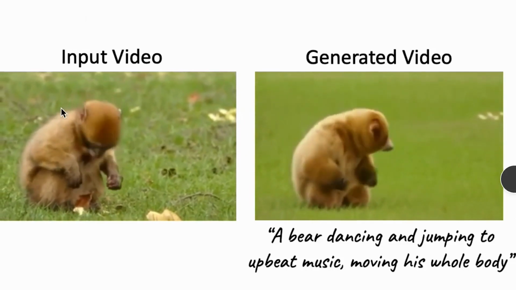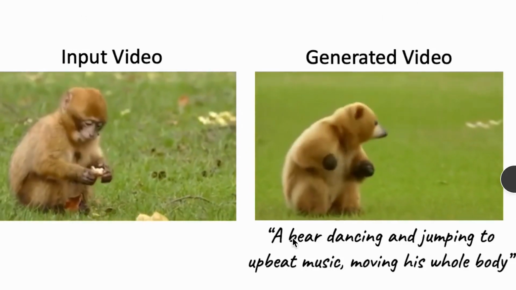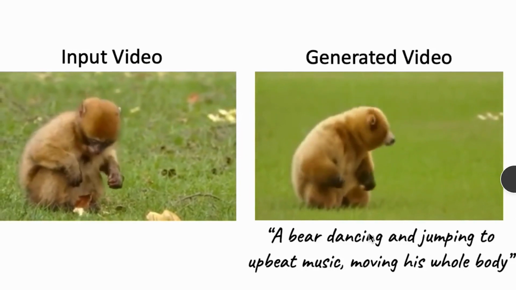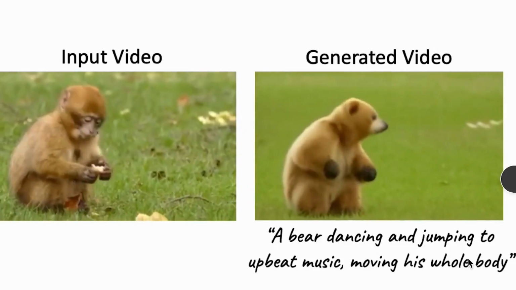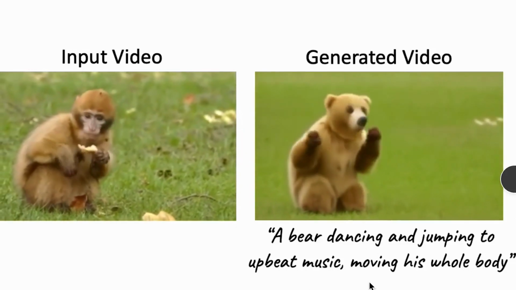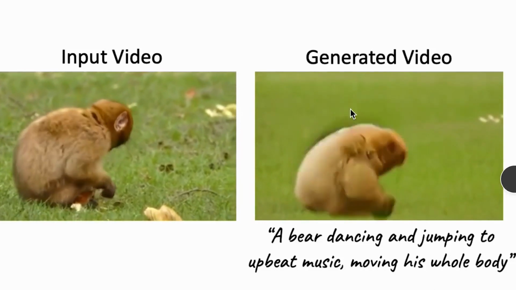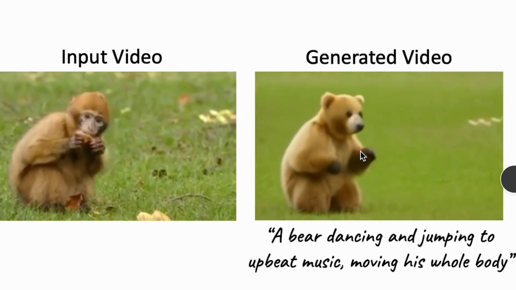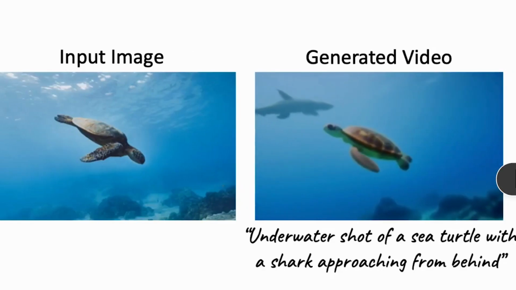Okay, it gives this video prompt and it generated this video based on this prompt. From the video, it generated a bear dancing and jumping to upbeat music and moving his whole body. You can see it's moving his whole body and it's dancing to music. This is just one example. There are so many examples.